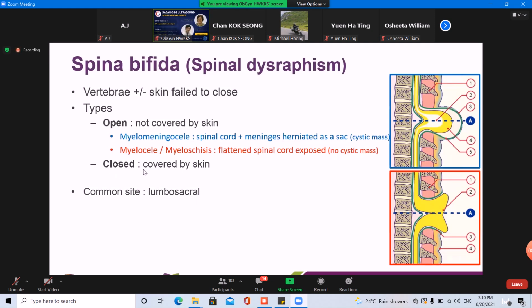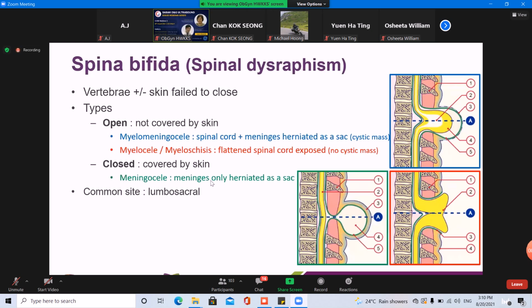And the second type is a closed spina bifida, in which the whole lesion is covered by skin, and the example is a meningocele. Only the meninges herniates, no brain tissue, and also this is covered by skin. So on the outside, you can't see any cystic mass here. You can see a mass covered by skin, but you can't see any cystic mass. And the most common site is the lumbosacral area.